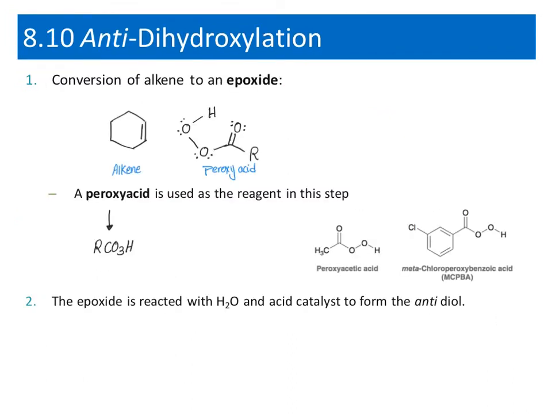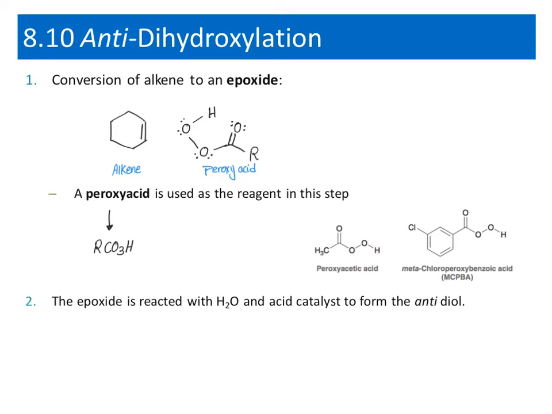As I mentioned, in the first step of this mechanism, we are going to convert an alkene to an epoxide, and in order to do that, we are going to use peroxy acid. The general form of peroxy acid is RCO3H, and we have two examples of them. Here are their structures. We can use either of them in this reaction. The first one is peroxyacetic acid. Here is the R group, 3 oxygens and hydrogen.